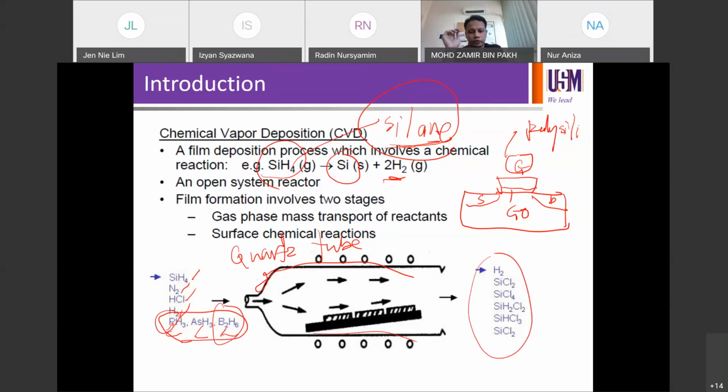Film formation involves two stages. The first one is gas phase mass transport of the reactants. So this is the silane that you want to bring to the wafer. You have thermal decomposition giving silicon deposited on your silicon wafer, for example. Then the second one is surface chemical reaction in order to enable the silicon formation on the sample.